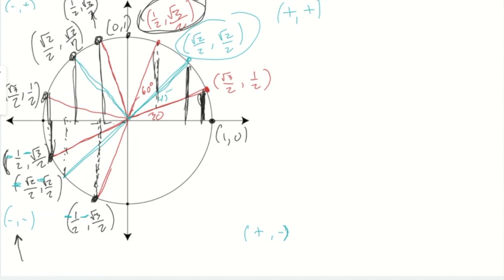The only difference is now, if you notice, because of this, x is negative up here. So all your x's are just going to be negative. Negative here, negative here, negative here.